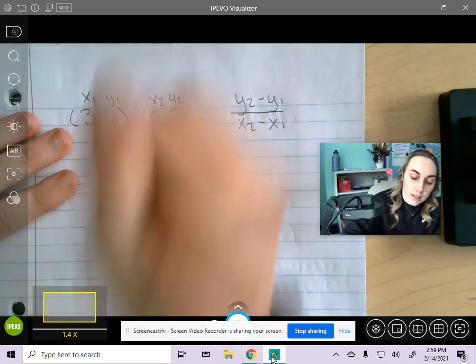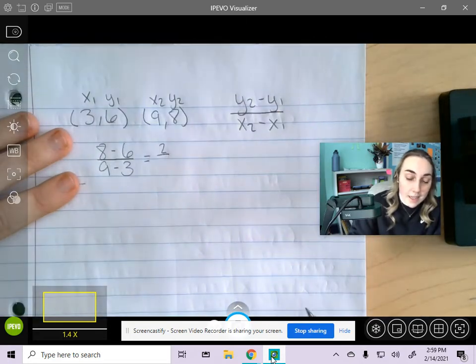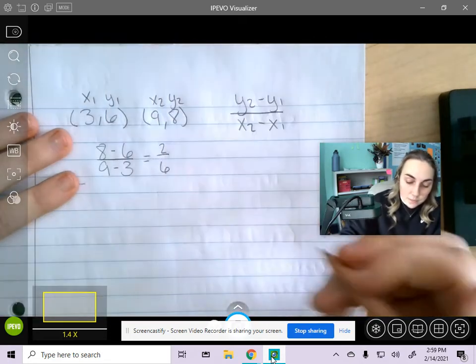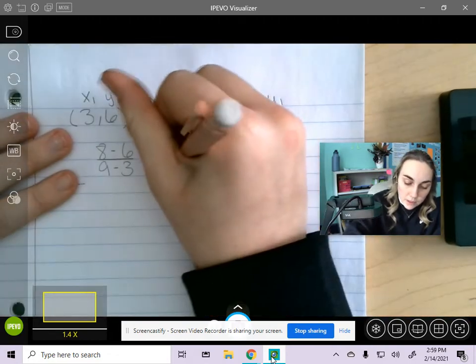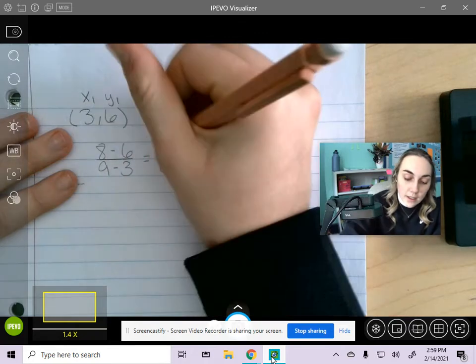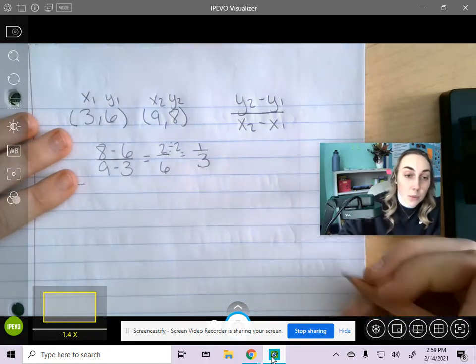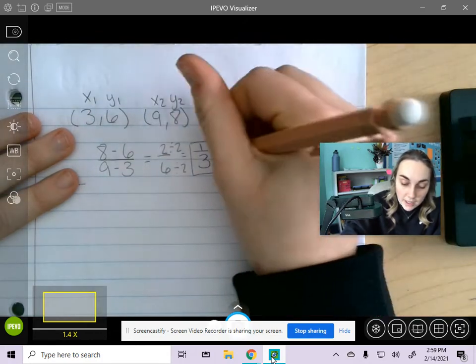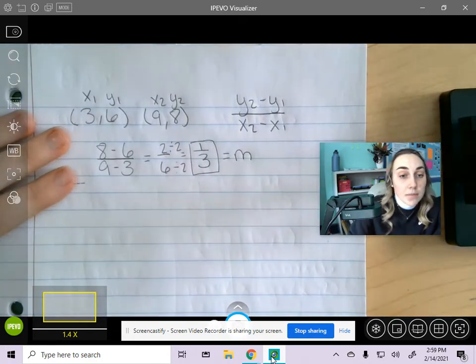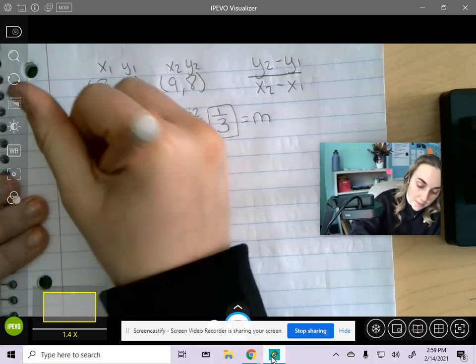So 8 minus 6 is going to give us 2. 9 minus 3 is going to give us 6. Again, this can be reduced. They're both even, so we can reduce this to 1 over 3, because 2 divided by 2 is 1 and 6 divided by 2 is 3. And that is the smallest we can get. Guys, that is our slope. So cool, let's plug that in.